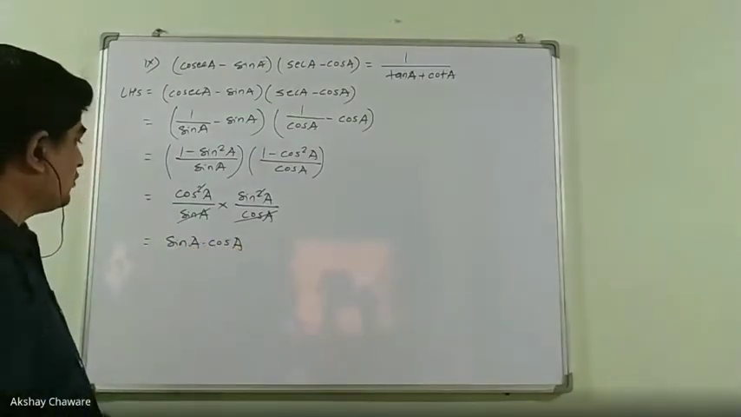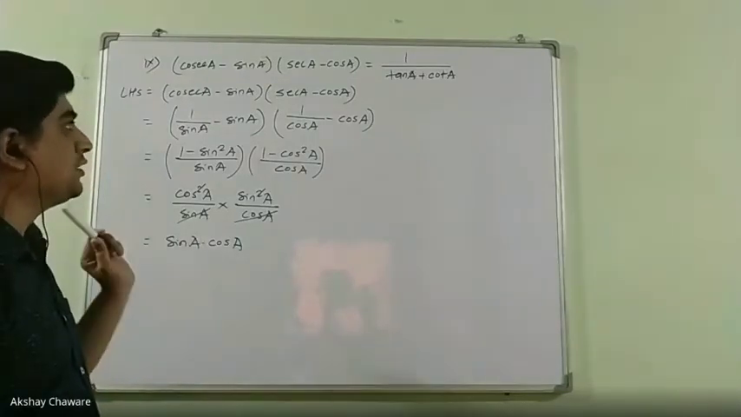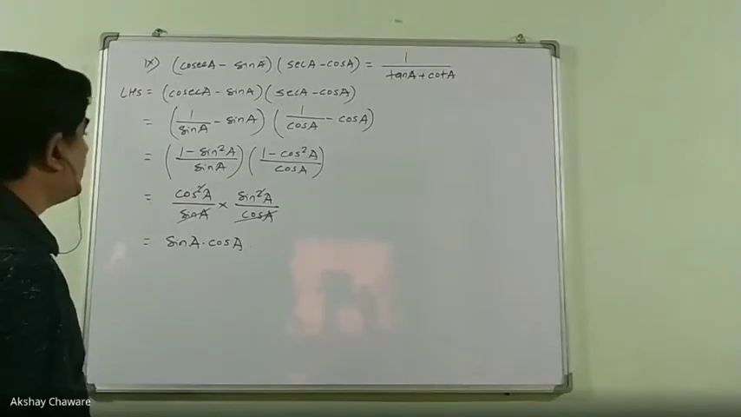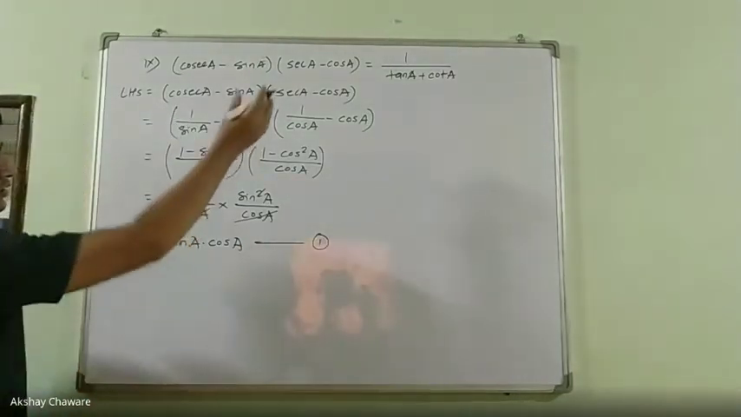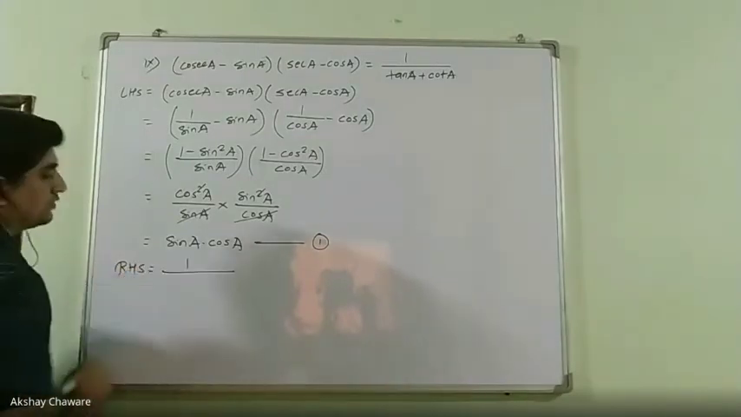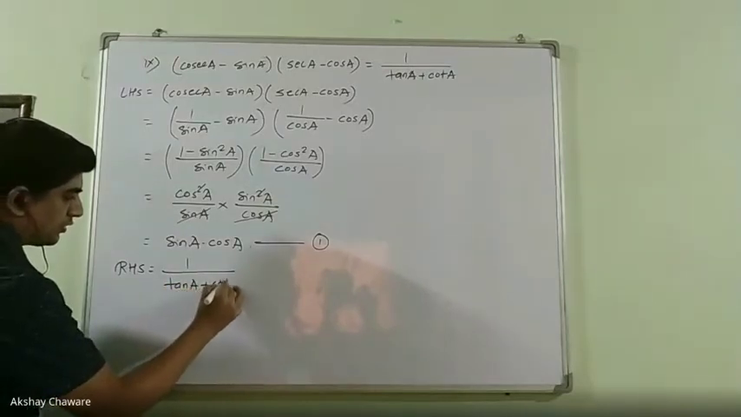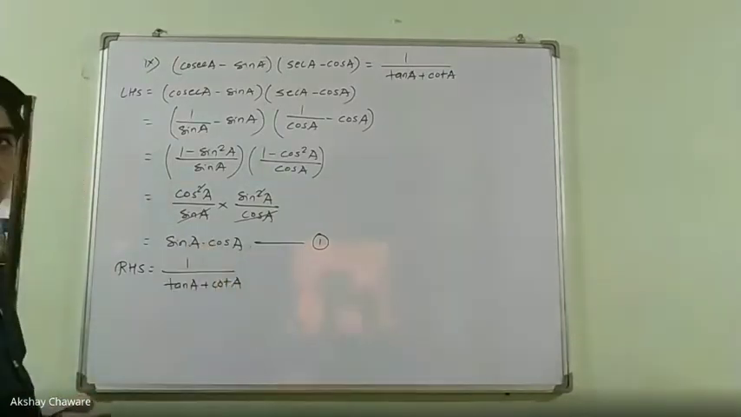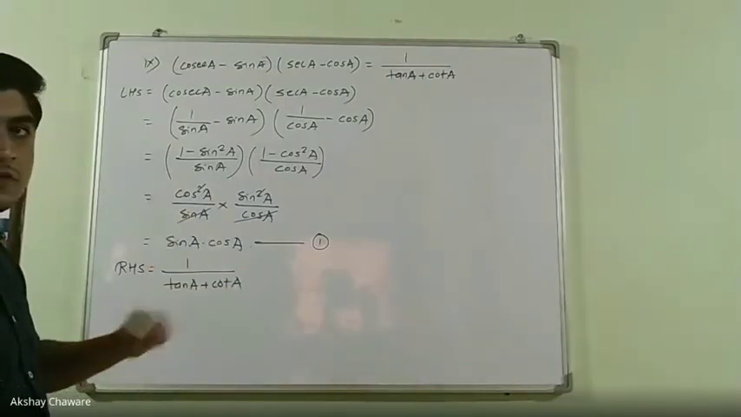Okay, now there is no further simplification possible. Sin A into cos A is a simplified term. So this is nothing but equation 1. Now the next equation is nothing but RHS. We will consider RHS. So RHS is equal to 1 upon tan A plus cot A. Now here the answer is in terms of sin and cos, so let's convert this tan and cot in terms of sin and cos.